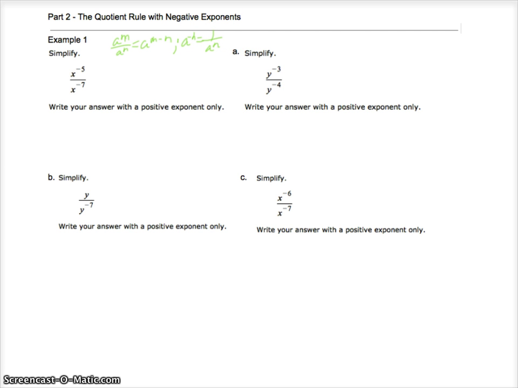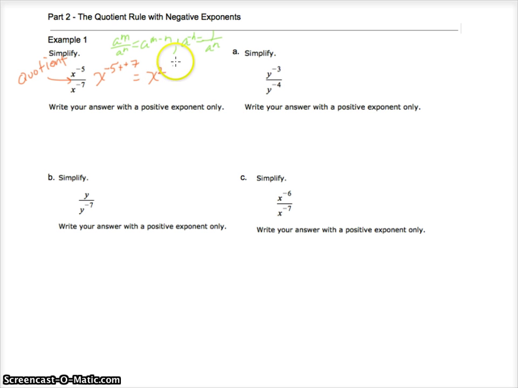Alright, so let's remember the process here. When I see my quotient, this symbol indicates quotient, I need to set it up in my a to the m minus n. So I'm going to set up x to the negative 5 minus negative 7. Negative 5 minus negative 7, due to my subtraction rules of integers, I'm going to add the opposite of the second value. 7 minus 5 is x squared.